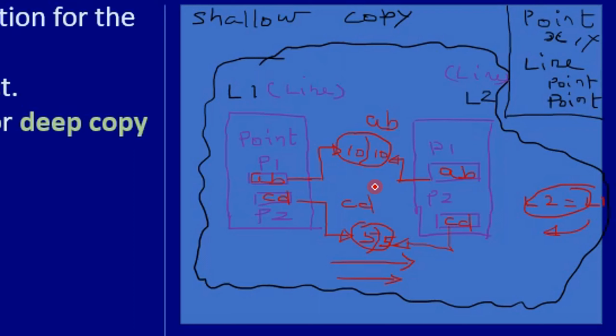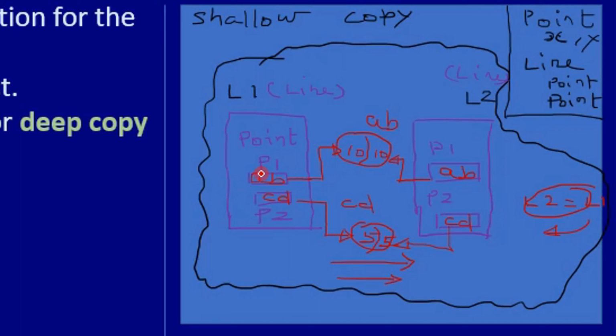In a shallow copy, we have two different heap locations for line 1 and line 2, but its internal members P1 and P2 are all reference types. P1 is holding the reference, and the actual object is in the heap at AB. Once you make a shallow copy, you are copying the location association to the other P1 on L2. That means after the shallow copy, both will point to the same instance.